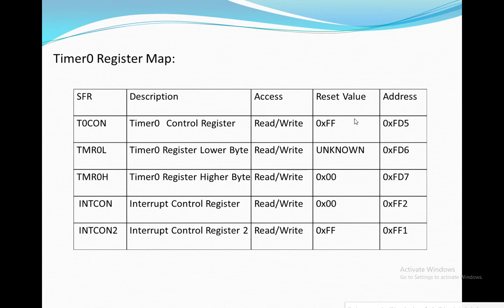So these are the registers which are used for controlling the timer 0 operation: T0CON register, timer 0 lower byte, timer 0 higher byte, interrupt control register, interrupt control second register. Along with this, these are the addresses for the timer 0 registers, which are used for programming the timer 0 module.